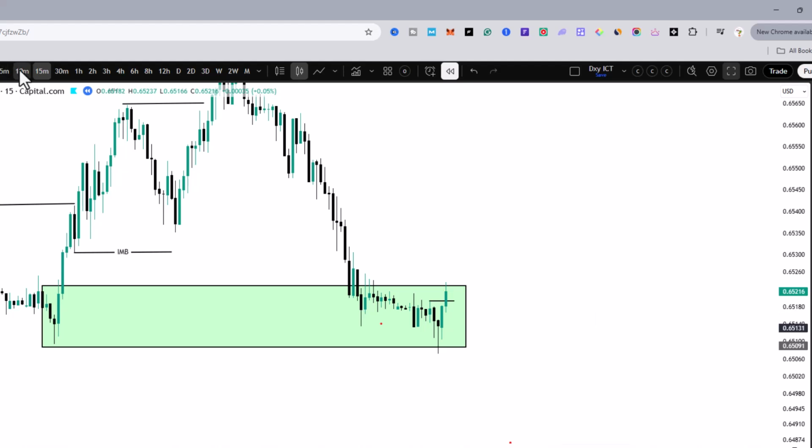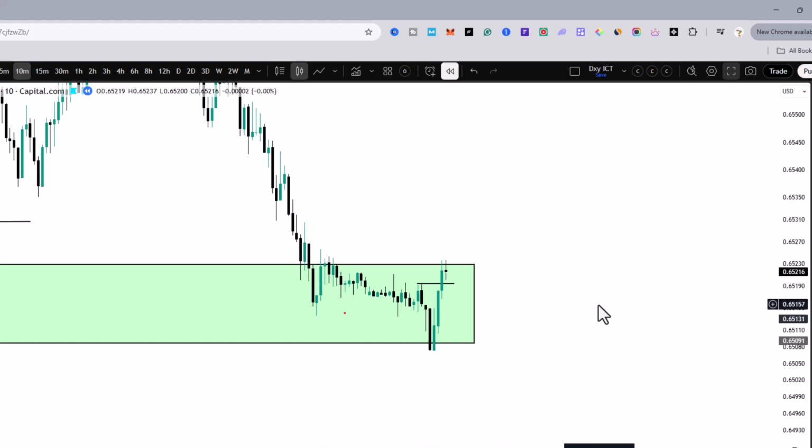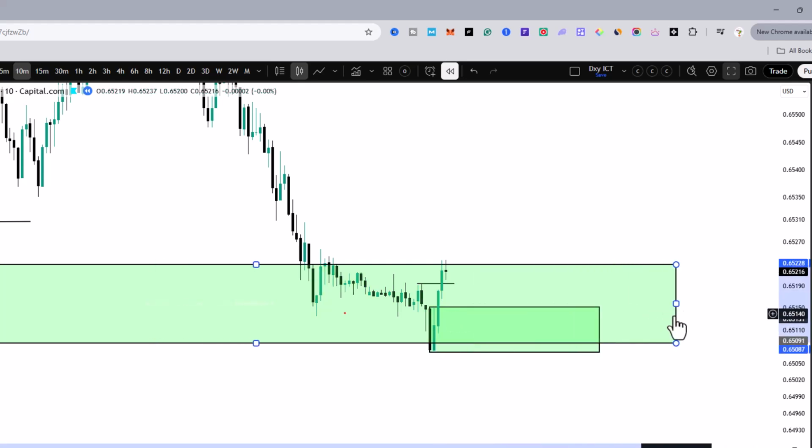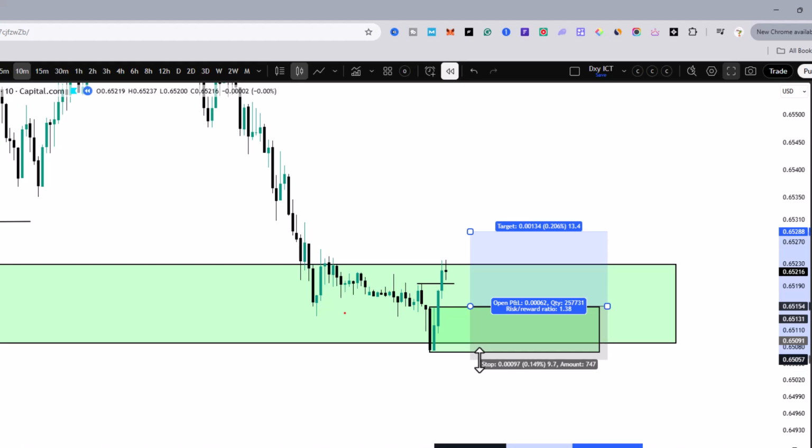At that point, you can refine your entry even more. On the 10-minute chart, the last bearish candle before the impulse up often becomes the demand zone you want to mark. That candle is important because it is usually the last point before buyers stepped in and pushed the market hard. That is the zone you can use for your entry.